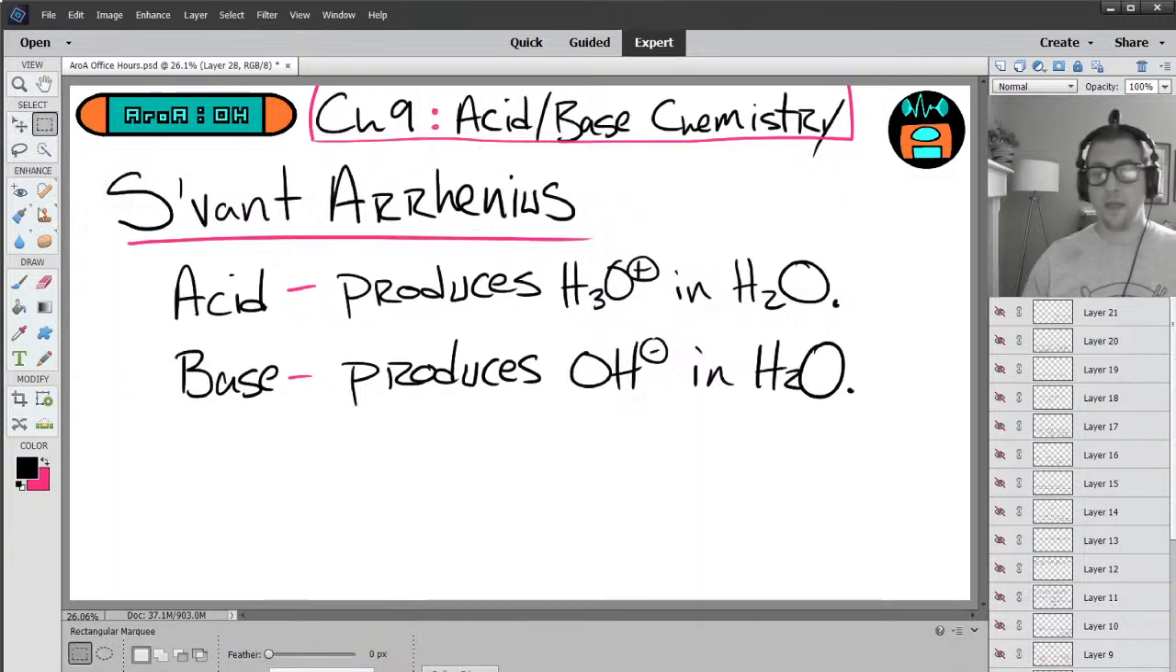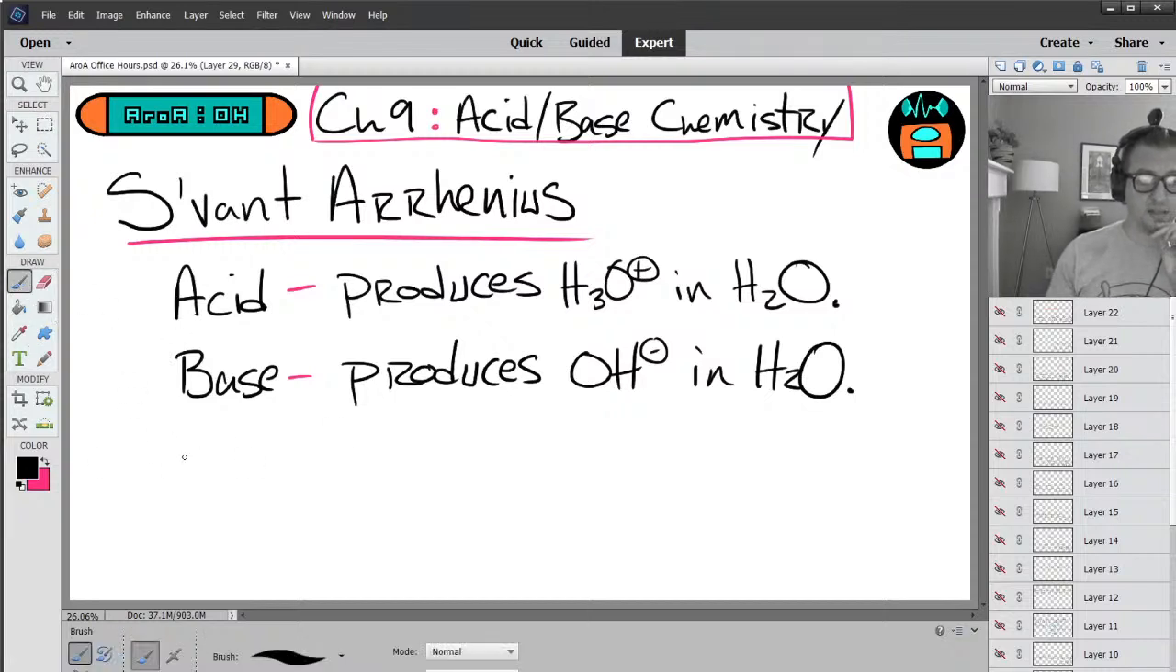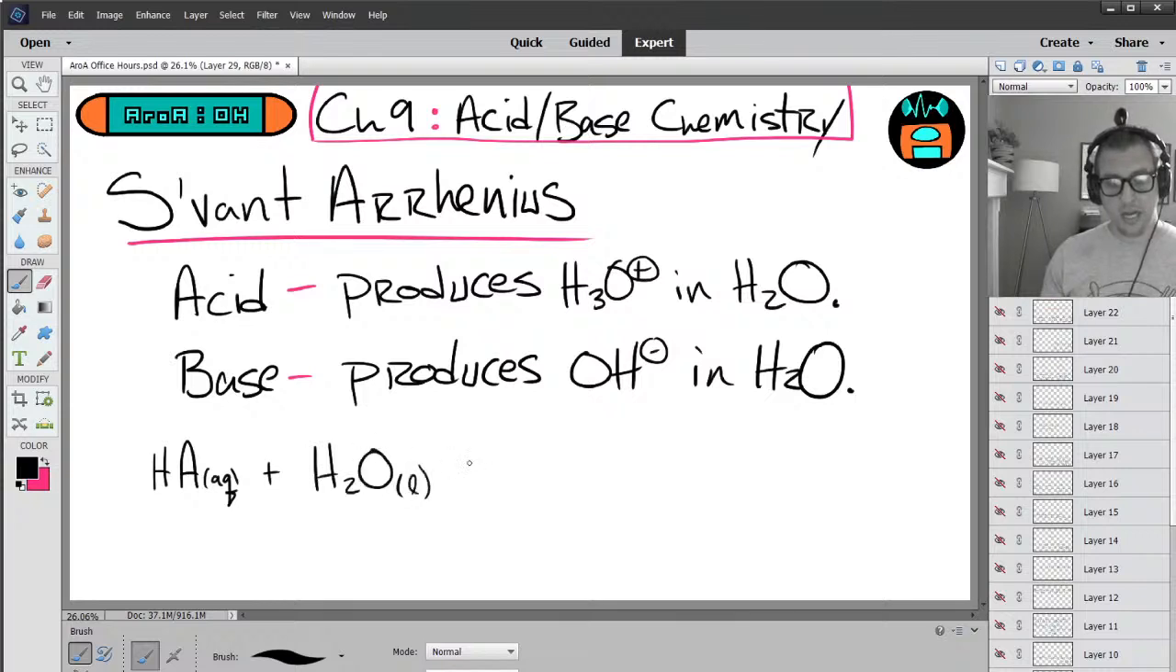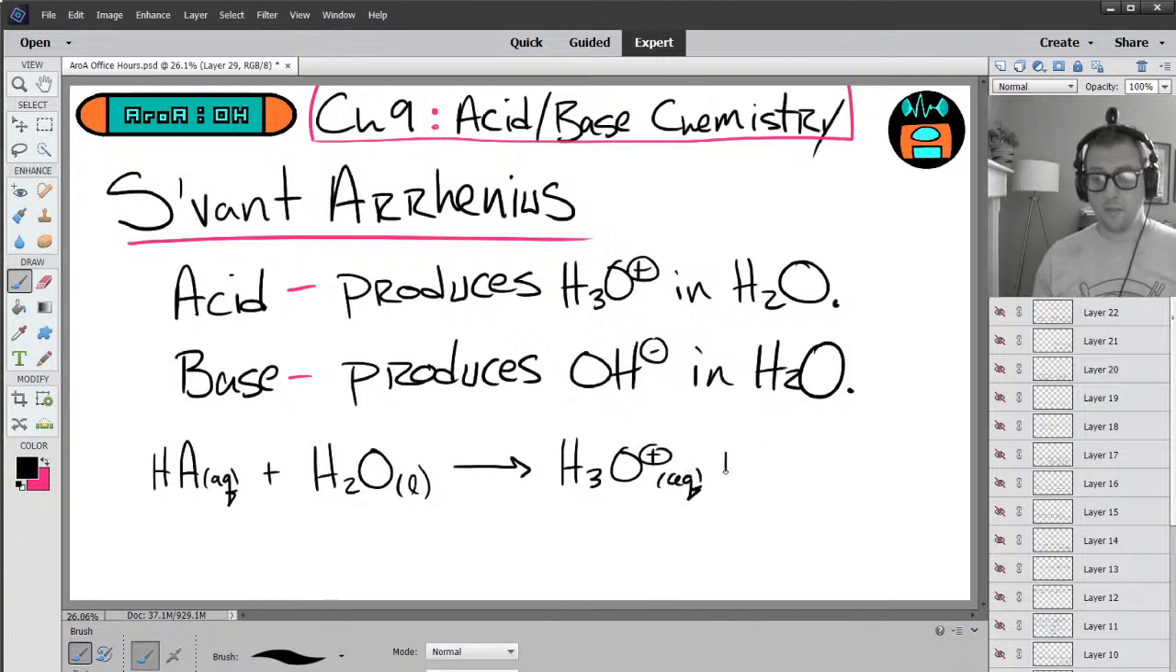All right. So, if we take this definition, if you had an acid, I'm just going to be very generic here, I'm going to call it HA, and you place it in water, it would react to produce the polyatomic ion hydronium plus A minus. This is, you'll notice, what's left over from HA.